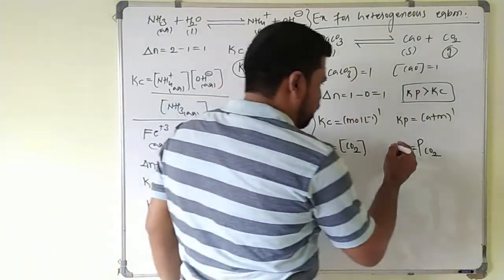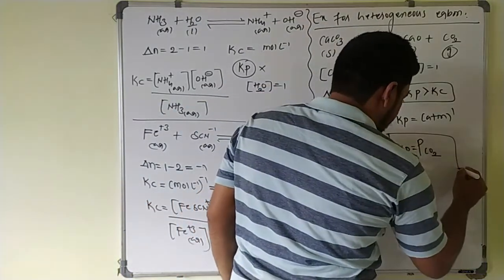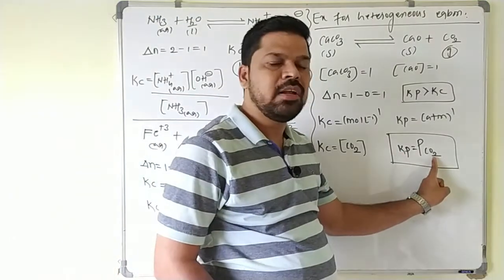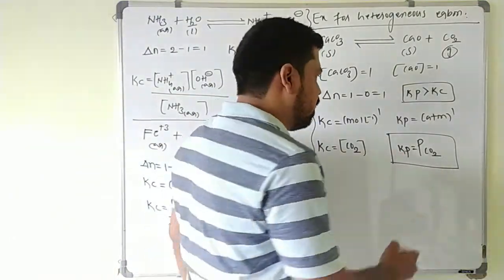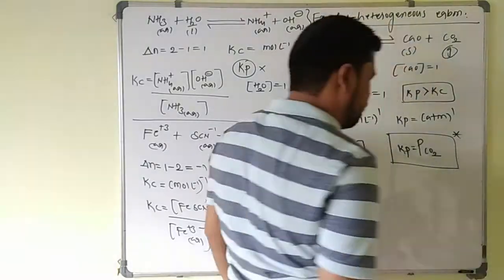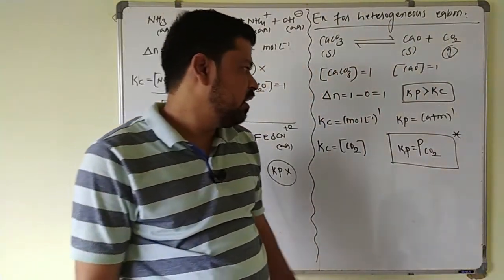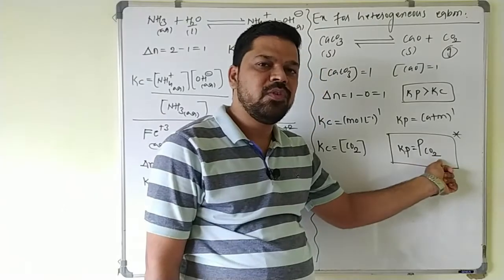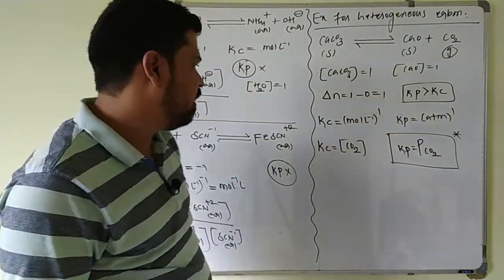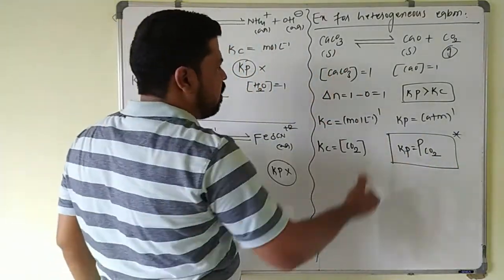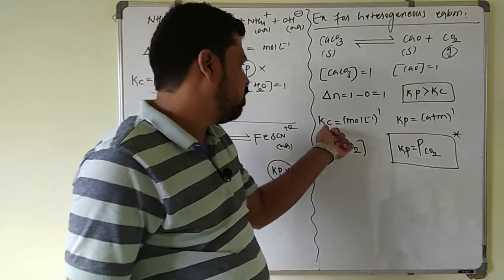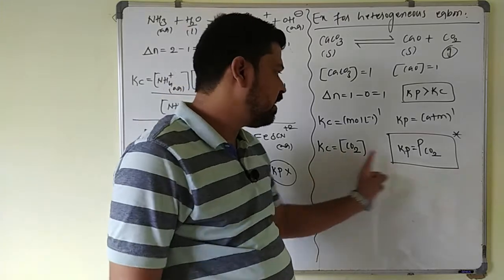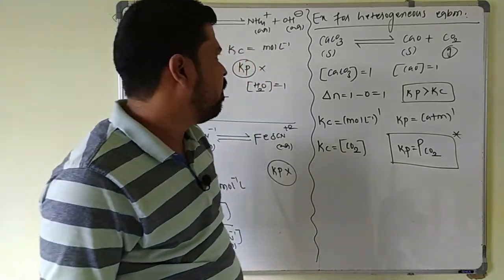So one point you remember here, for decomposition of CaCO3, Kp is equal to the partial pressure of CO2. This is a very important point for solving problems. Sometimes they will not give the Kp value for the equation, directly they will give the partial pressure of CO2. This is nothing but the Kp value here. So this is how you can write the delta N value, units of Kc and Kp, relation between Kp and Kc, and Kc and Kp expressions for the given equation.